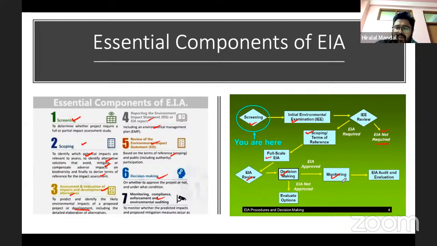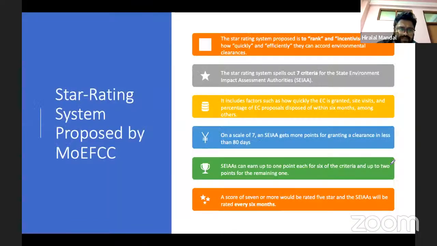Once the decision is made, if it is approved, then the monitoring of the project will be done, and then the auditing and evaluation of the project. So there is a continuous process for any project to look at its impact on the environment. That is what is checked under the environmental impact assessment. All right, so this is the procedure with respect to the environment impact assessment. This is an important topic for paper one. Such questions can be asked in paper one, and it has already been asked.